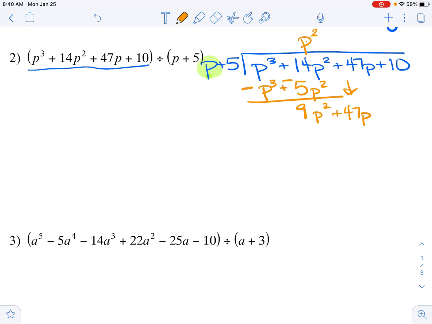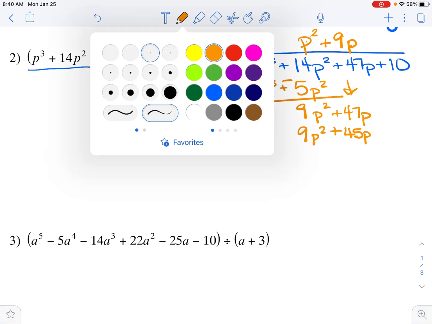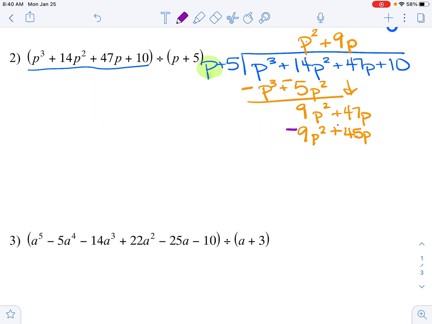I'm just looking to see what do I need to multiply times p to get 9p squared. Well, that means I need to multiply it times 9p. So we're going to start with our 5. 5 times 9 is 45p, and then 9p squared. And again, we do opposite, opposite, add. First one should cancel out, 2p.